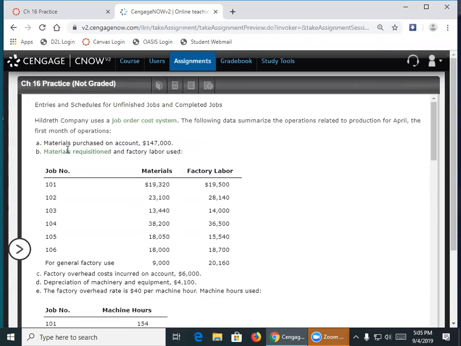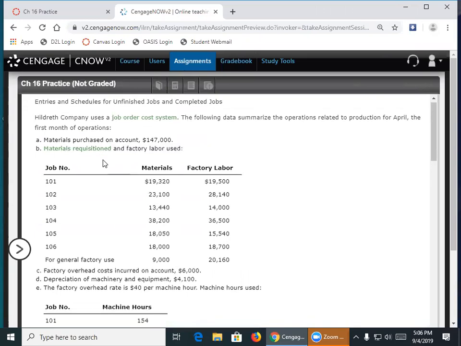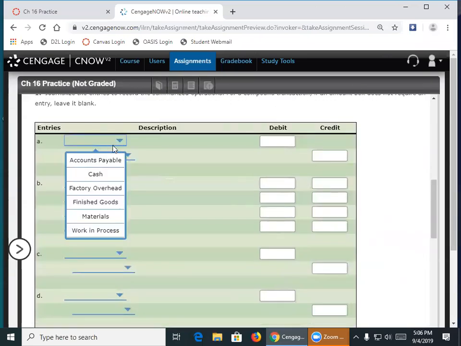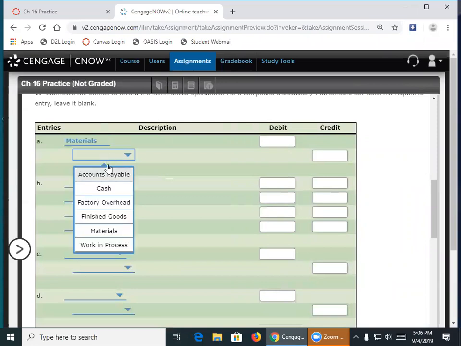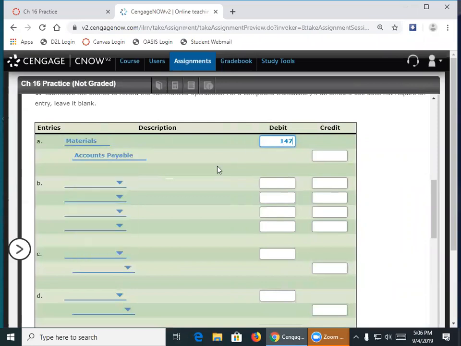So the very first one, if I scroll back up, materials purchased on account for $147,000. So what do I debit and credit when I purchase materials on account? Very good. I'm going to debit materials and credit accounts payable. Now I don't have accounts payable up here, but we don't really need it other than that journal entry. That's just a standard journal entry, 147,000.